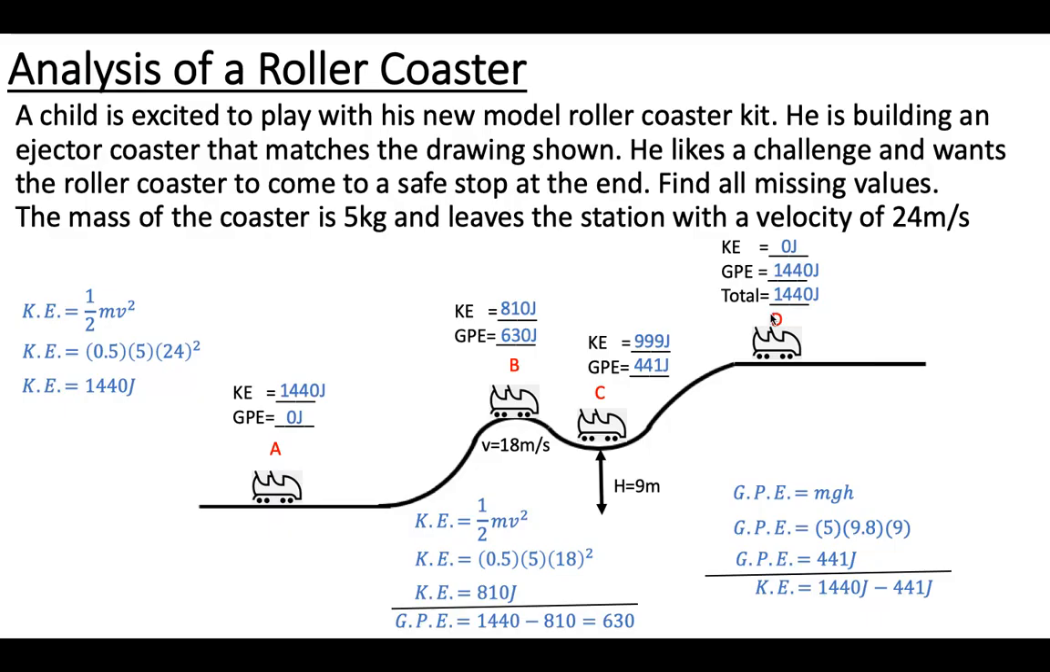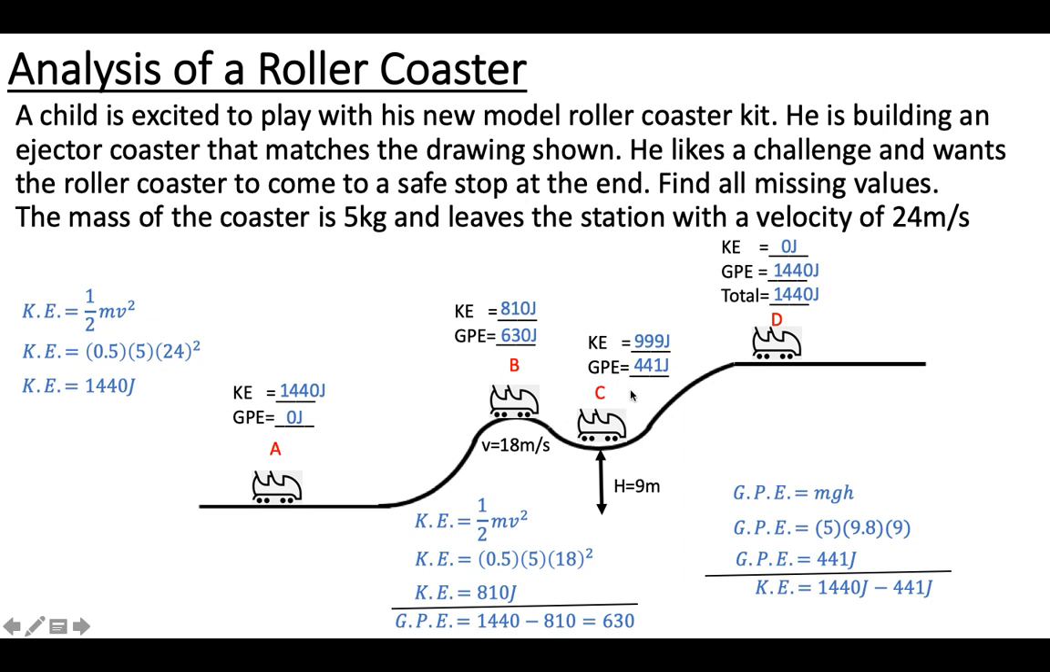I do want to go back and point out, let's look at points B and C. I had to go through this problem and make sure all the numbers were going to work out, because what has to happen is the roller coaster is lower at point C, right? So if it's lower at point C, that means it should have less potential energy. Does it? 441 to 630? Yes, it's got less potential energy at point C.